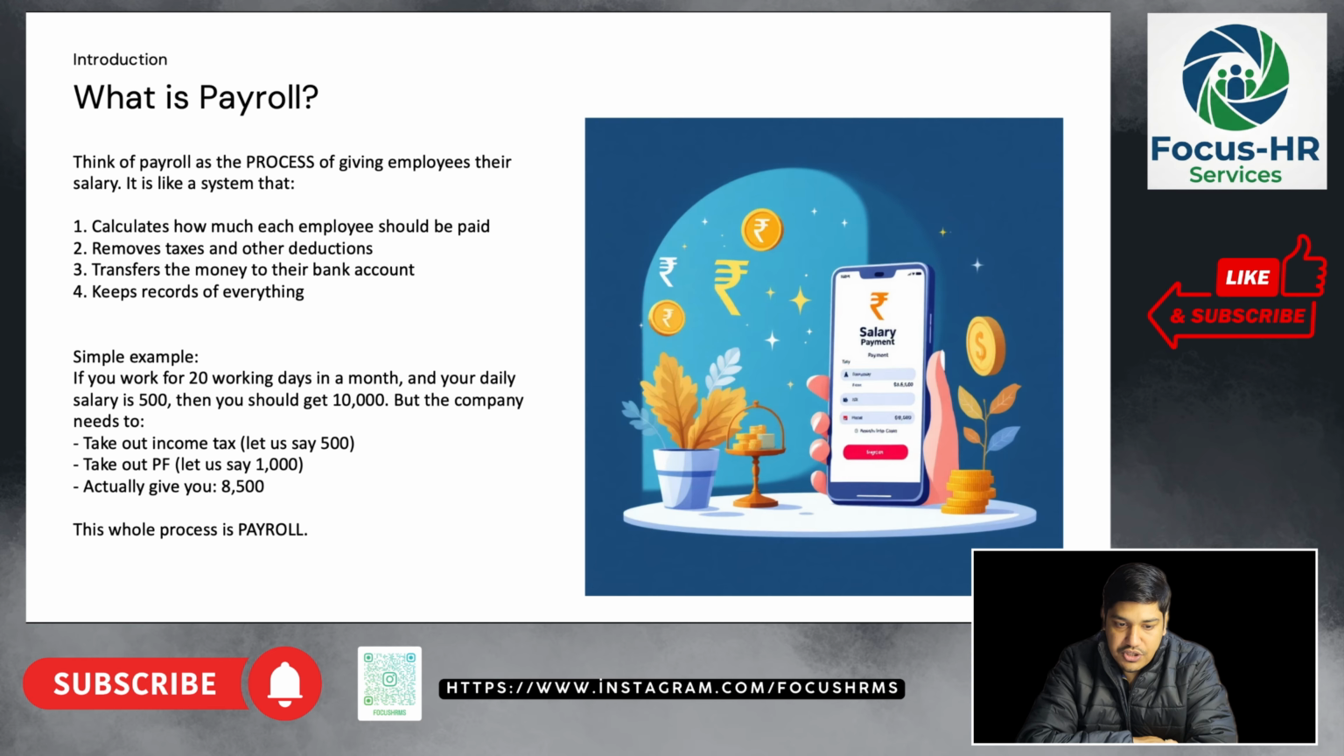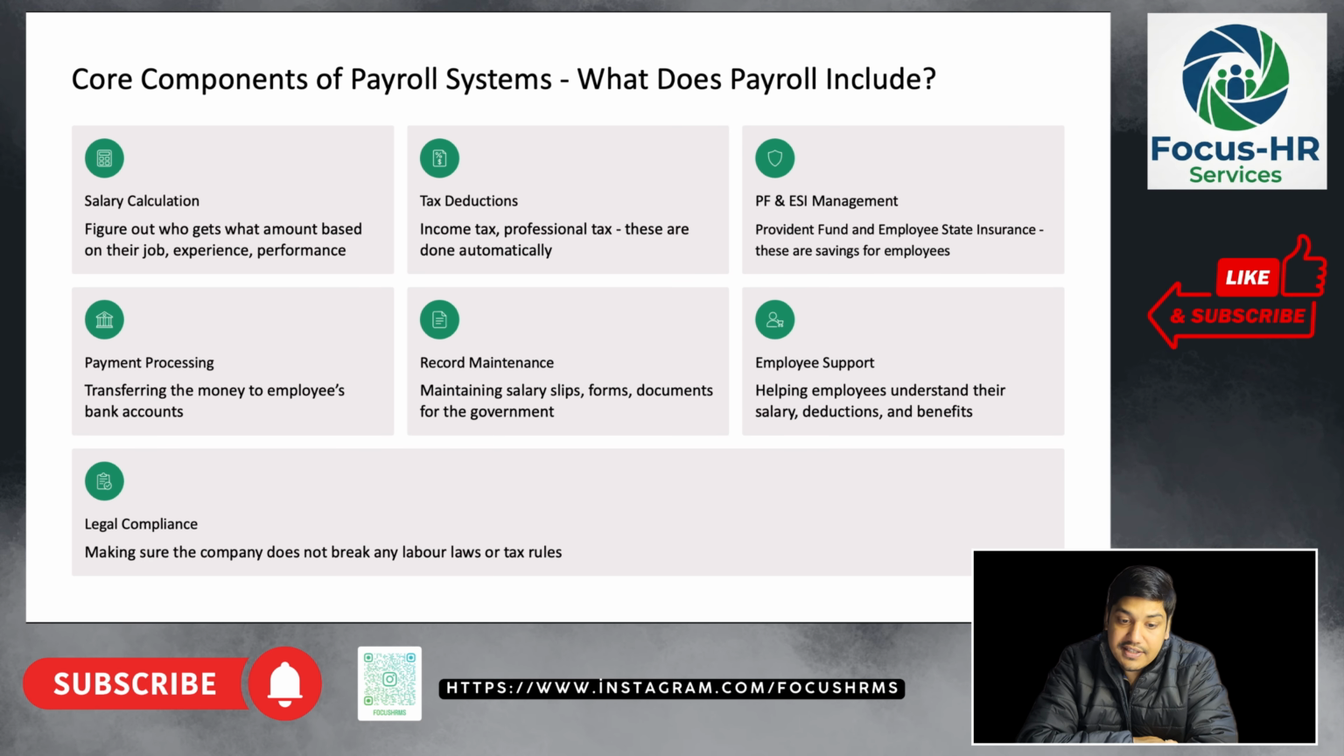What does payroll include? So payroll includes calculating salaries, figuring out who gets what amount based on their job, experience, and performance. Payroll also includes taking out taxes, income tax and professional tax. These are done automatically. Then managing PF and ESI, Provident Fund and Employee State Insurance. These are savings for employees. Then it also includes processing payments. So actually transferring the money to employees' bank accounts is also a part of the payroll process.